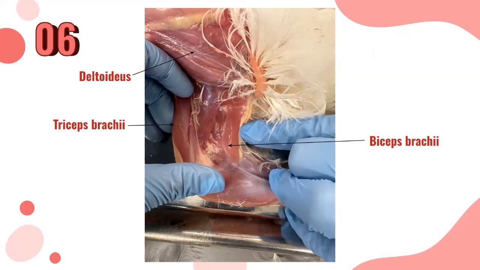So to start with the deltoideus, it covers the dorsal surface of the shoulder, and it's responsible for shoulder flexion and outward rotation in the forelimb.